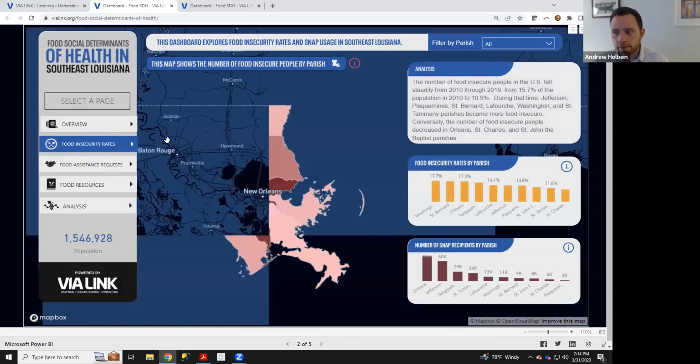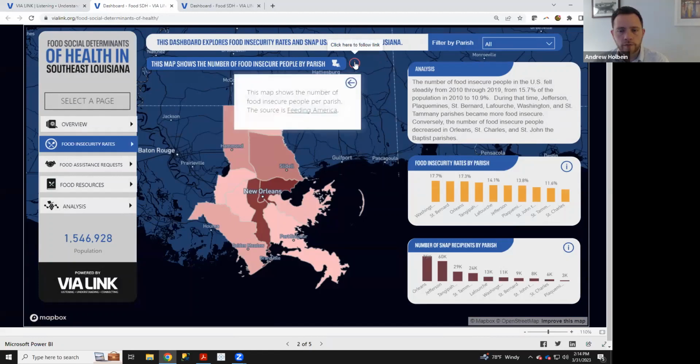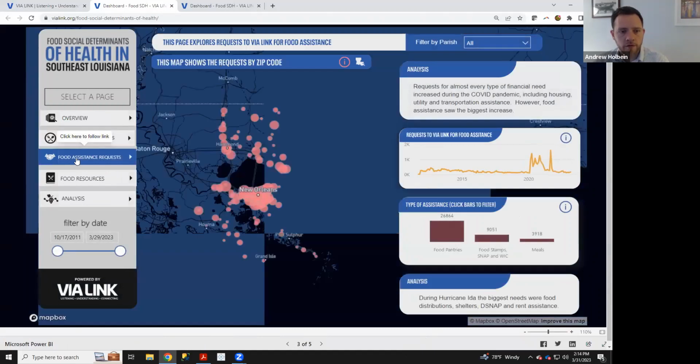If you click on this, it navigates you to our external data page. This is the map showing food insecurity information. If you click on these icons, it'll show you the source, and they're hyperlinks, so you can jump to check them out. It shows things here like food insecurity rates by parish, number of SNAP recipients by parish. Obviously, the other dashboards contain different metrics and different data sources that are relevant to housing and economic stability.